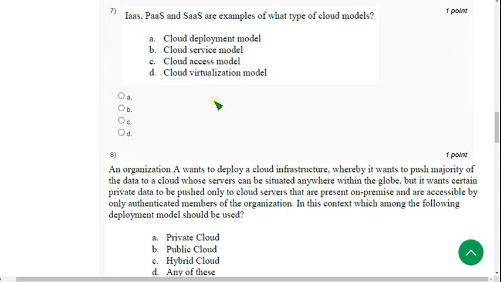Seventh question. IaaS, PaaS and SaaS. These three are examples of what type of cloud models? So for the seventh question, the correct answer is option B, cloud service models. So mark option B as the correct answer for the seventh question. So let's move on to the eighth question now.